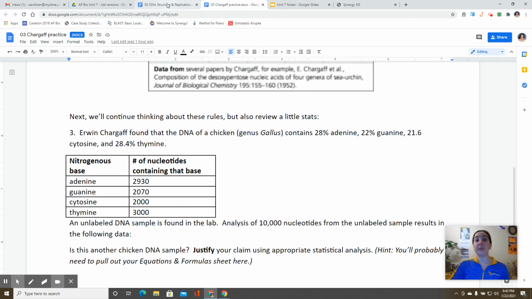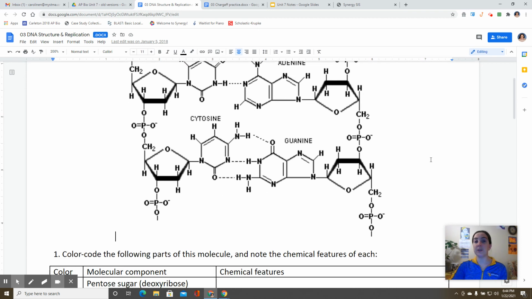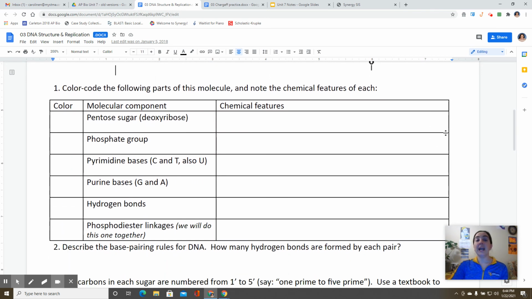The other thing that I would like you to do tonight, your homework for tomorrow, I'd like you to at least have this started by tomorrow. The front side of that worksheet looks like this. The chemical structure of DNA gives you a diagram. And then as we've done before, we're going to do a little bit of color coding and labeling. So at least try and start this part tonight. You do not need to worry about labeling the phosphodiester linkage. We'll do that part together because it's a little tricky to figure out exactly where that is.